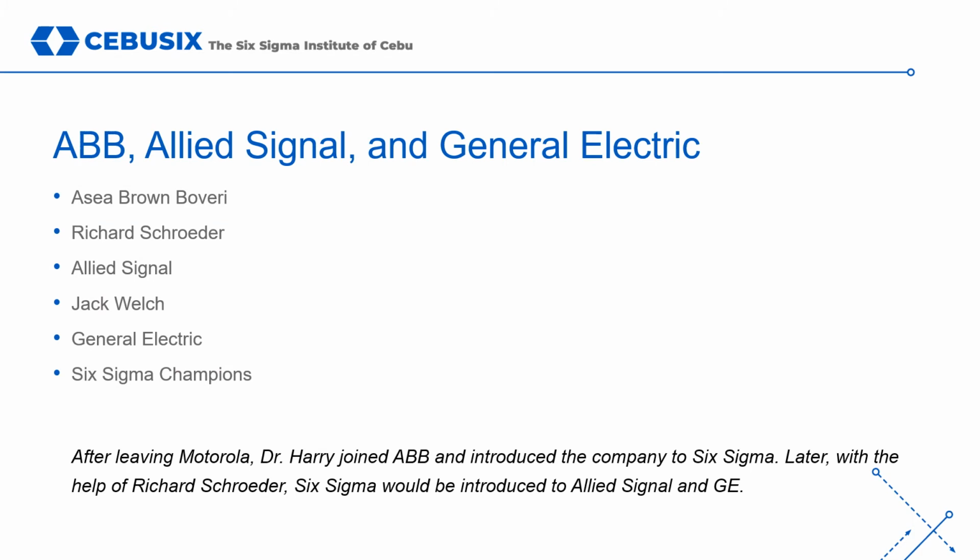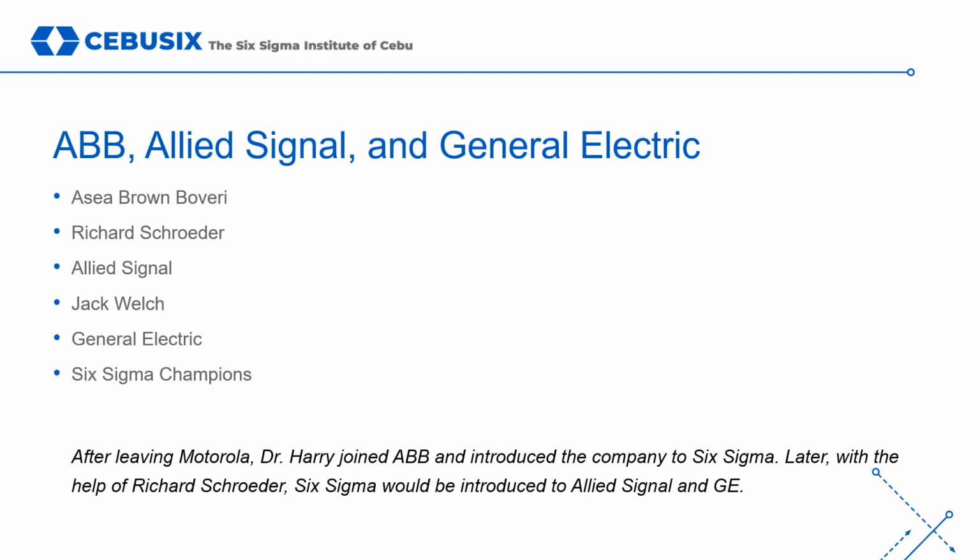After leaving Motorola, Dr. Harry joined ABB and introduced the company to Six Sigma. Later, with the help of Richard Schroeder, Six Sigma would be introduced to Allied Signal and eventually GE. In this section, we will take a closer look at what happened after Mikel Harry left Motorola and how Six Sigma began to spread to other organizations.